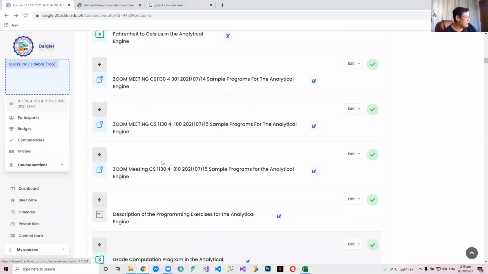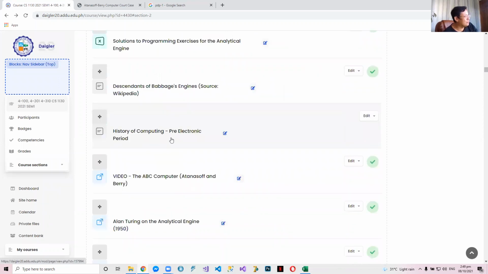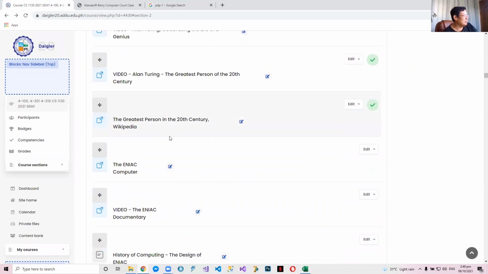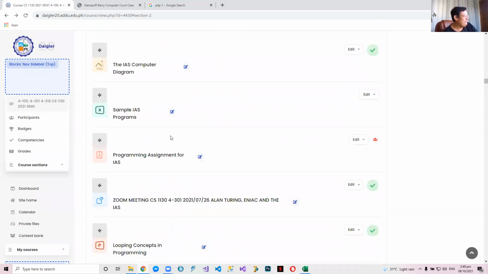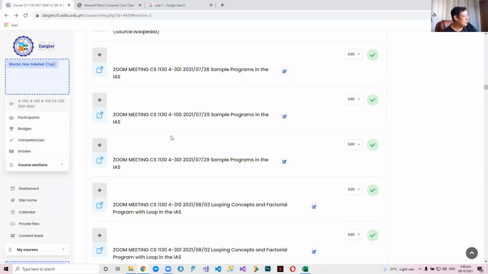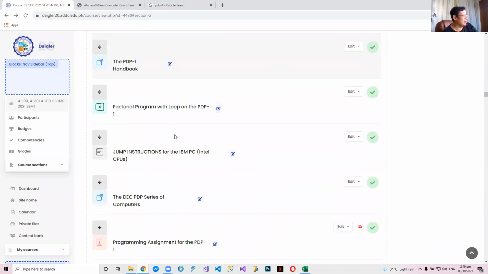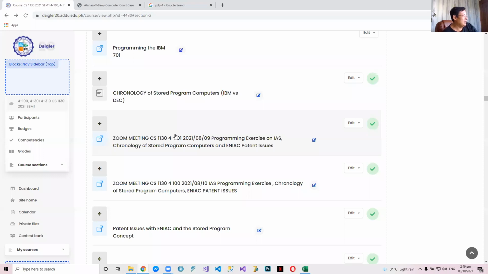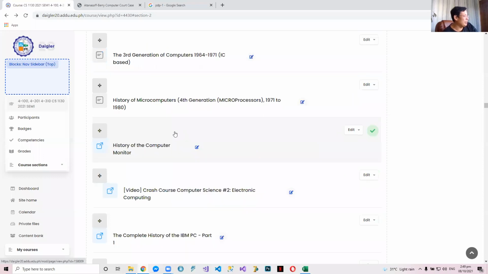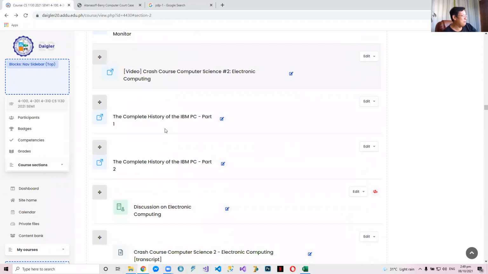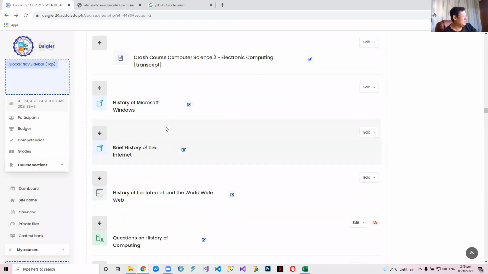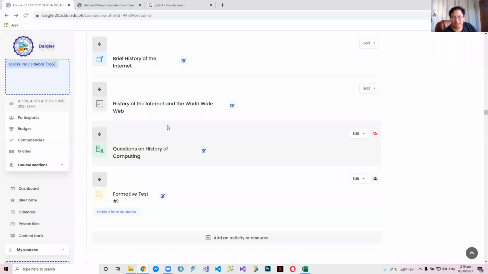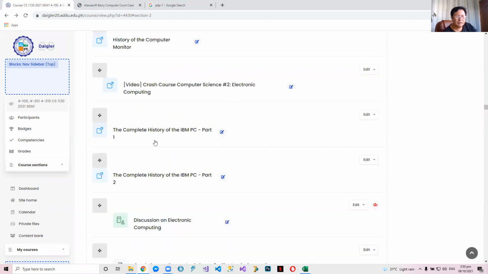And then we will study a lot of other histories, like the history of the computer monitor, the complete history of the IBM PC, the history of Microsoft Windows, the history of the internet and the World Wide Web, okay, and then we will have a formative test. This is within the month of August. I will give you a practice test on this. Any questions so far?